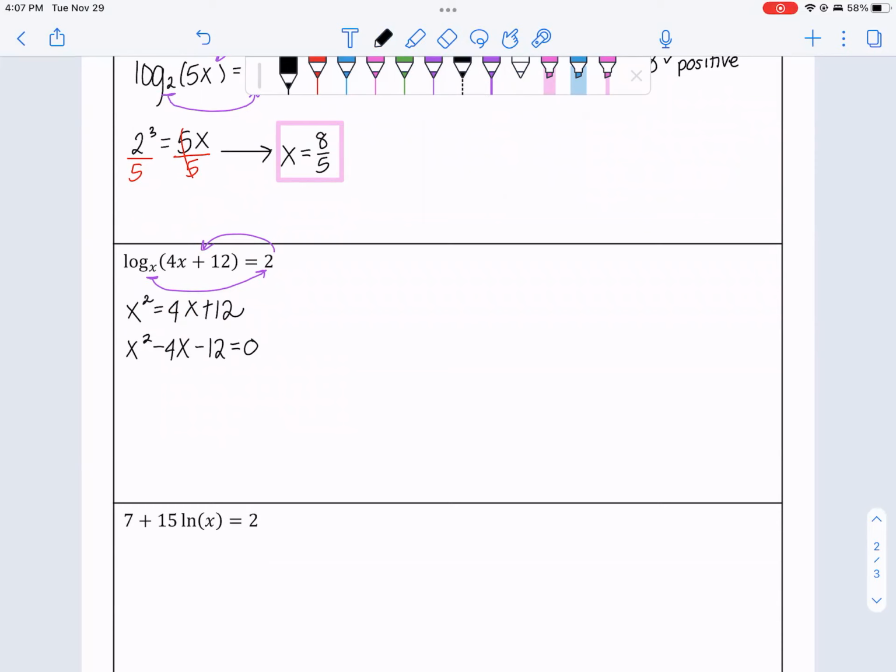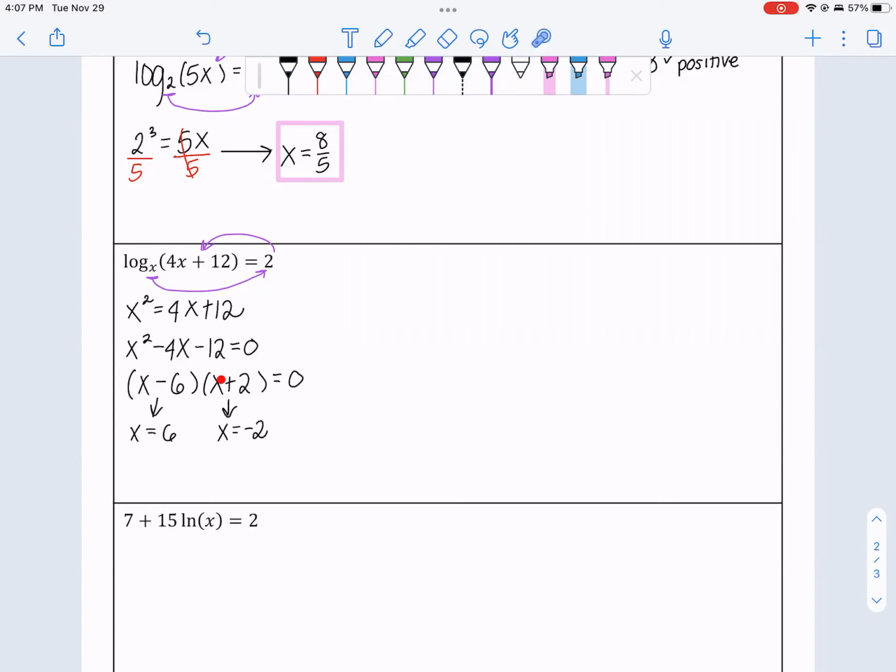This factors into x minus 6 times x plus 2, giving me two potential answers. I get x equal to 6 or x equal to negative 2.